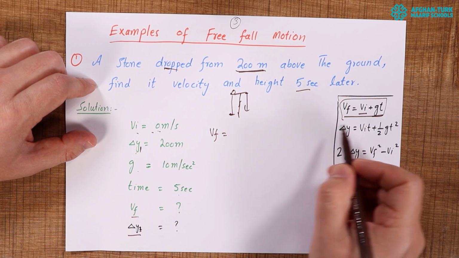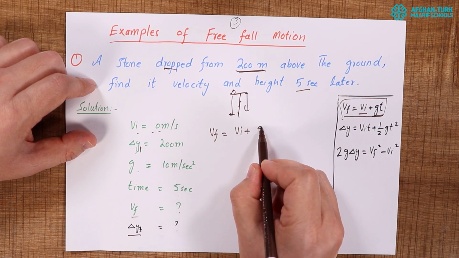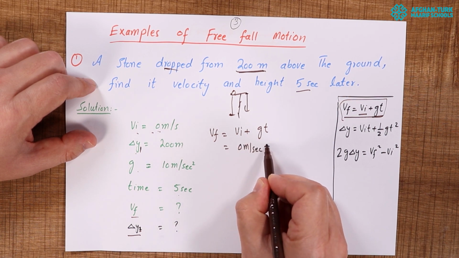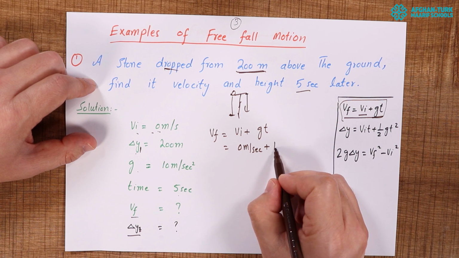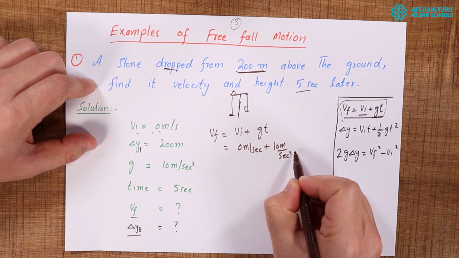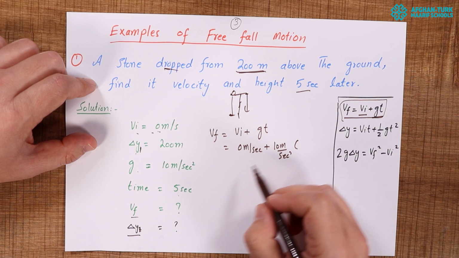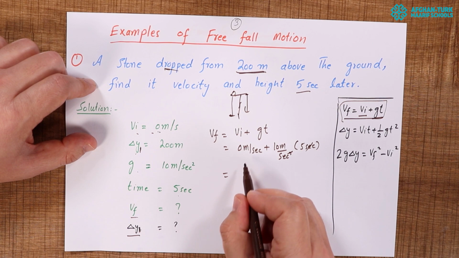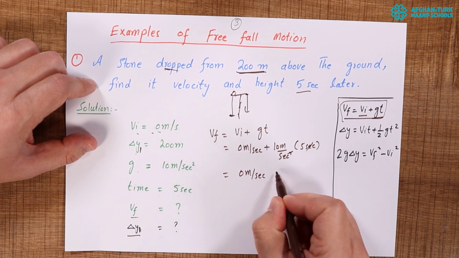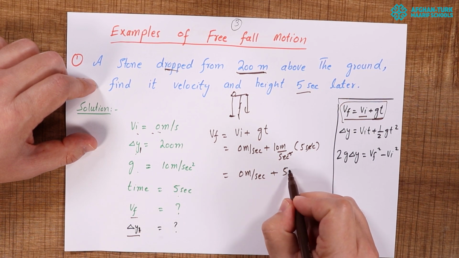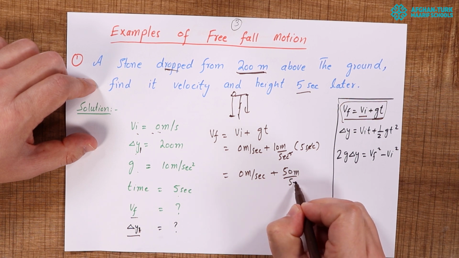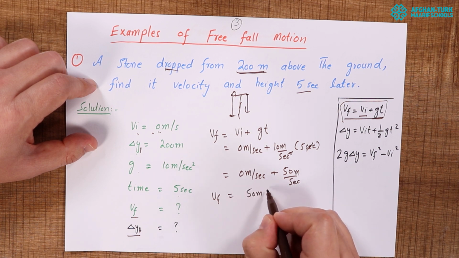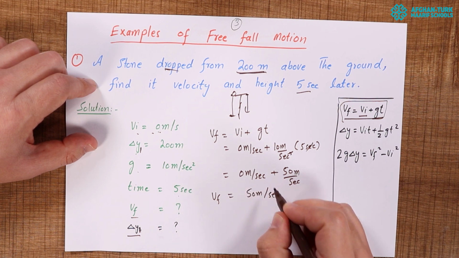So let's see, VF is equal to VI plus GT. Now putting the value, VI is 0 meter per second plus G 10 meter per second square, and time is 5 seconds. So second will cancel the square, so here is 0 meter per second plus 10 multiplied by 5, 50 meter per second. So this means VF is equal to 50 meter per second after 5 seconds.